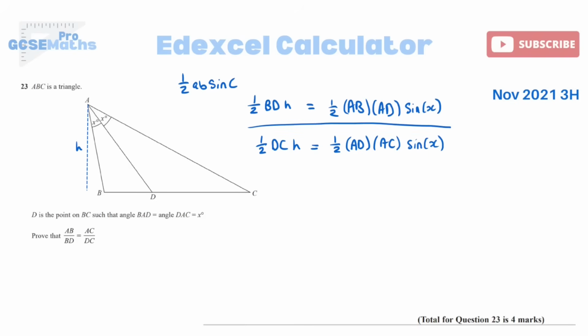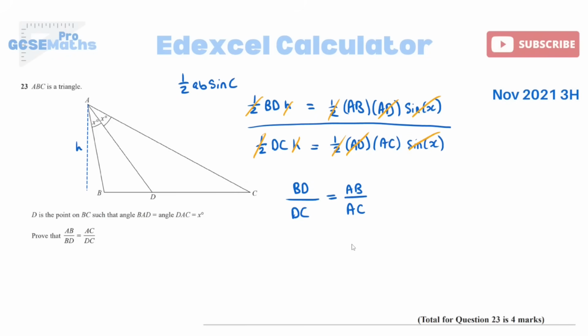Do you see how half of it's going to cancel out? Halves will cancel out, halves will cancel out. The h's would cancel, which is why I didn't really care that I didn't know what the h was. The ADs would cancel, and then the sine x's would cancel. What am I left with? You can kind of not really see, but I'm left with BD over DC on that side, and then I'm left with AB over AC on that side. Now, I at least have BD, AB, AC, and DC. I've got all of the components of the answer.